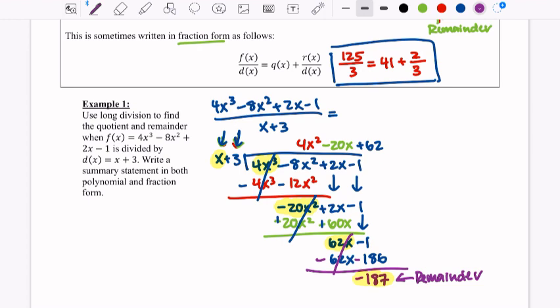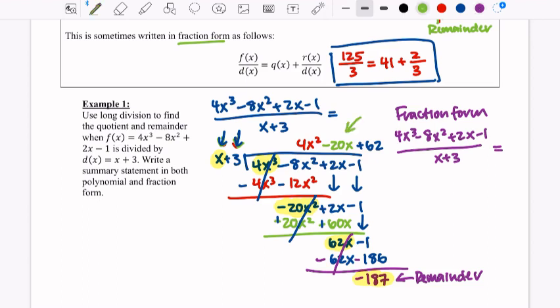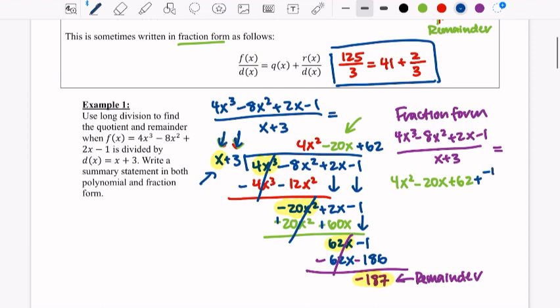So a couple different ways that we're going to write our answer. First, if I were going to write this in fraction form, I would say that my 4x cubed minus 8x squared plus 2x minus 1 divided by x plus 3 is equal to, that's going to be my quotient, so that is what I have up here, 4x squared minus 20x plus 62, and then I'm going to add on my remainder divided by my divisor. So plus negative 187 over x plus 3. So there is my fraction form.